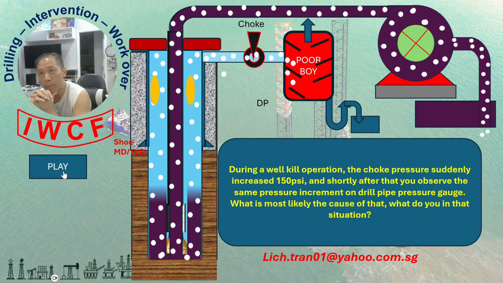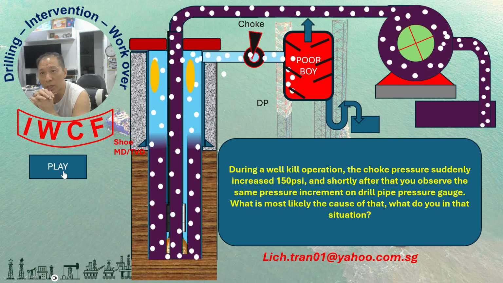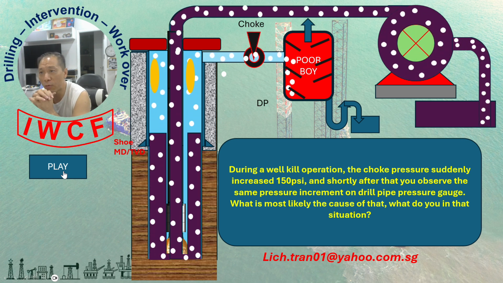In this clip, we will examine a test question in IWCF Level 4, which is during a well kill operation. The choke pressure suddenly increased 150 psi, and shortly after that you observe the same pressure increment on the standby drill pipe pressure gauge. What is most likely the cause of this situation, and what is your best approach to handle it? Let's find out together then.